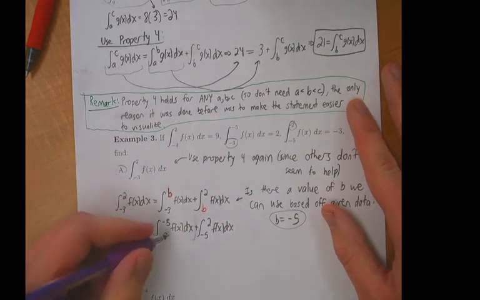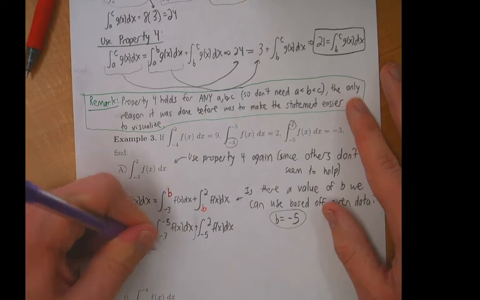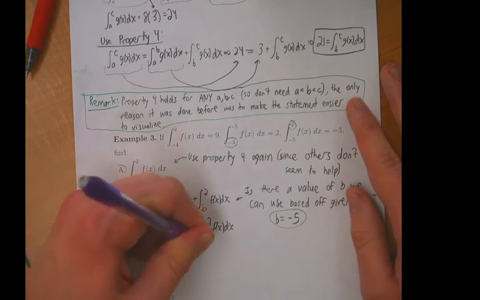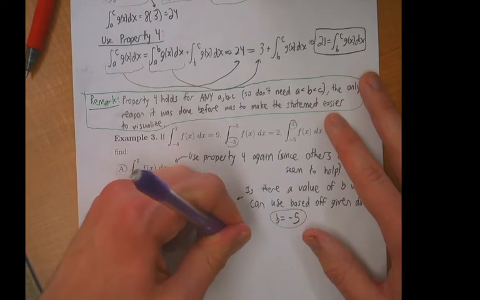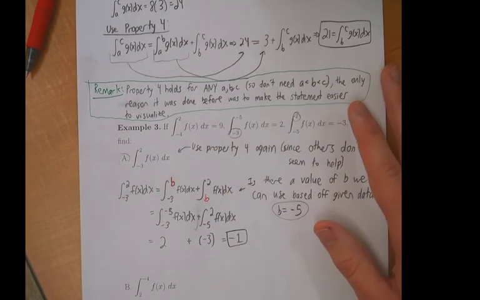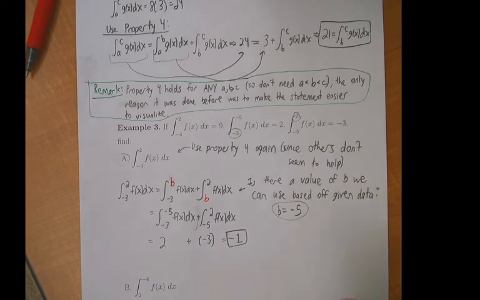So then we say, all right, well, we know what these are. So we have 2 plus -3. That should pretty quickly give you that the integral you want is -1. Okay, so that's part A. Any questions on part A before we move on?